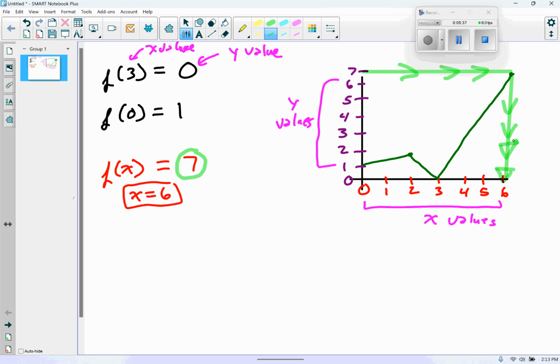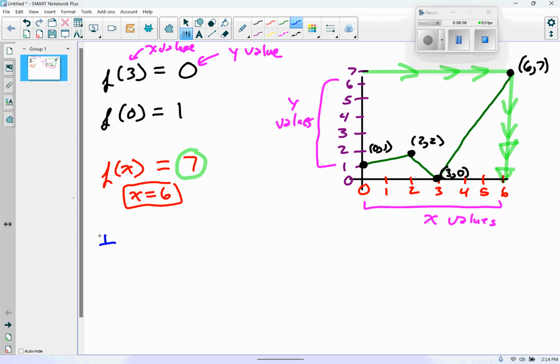Okay. So let's do some things that we have already known. So I now want to do this. I want to say that this is the point (0, 1). Agree? This is the point (2, 2). This is the point (3, 0). And this point up here is the point (6, 7). Do you agree with that? Okay. So now let's do this math.